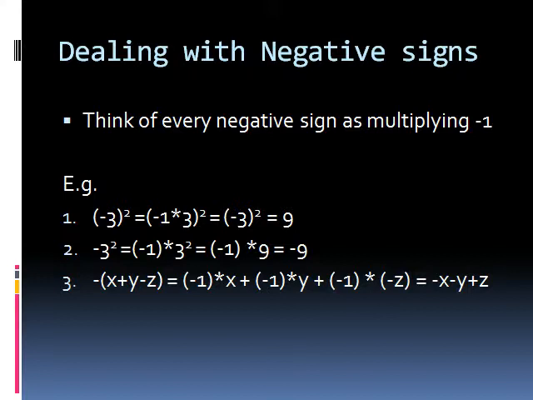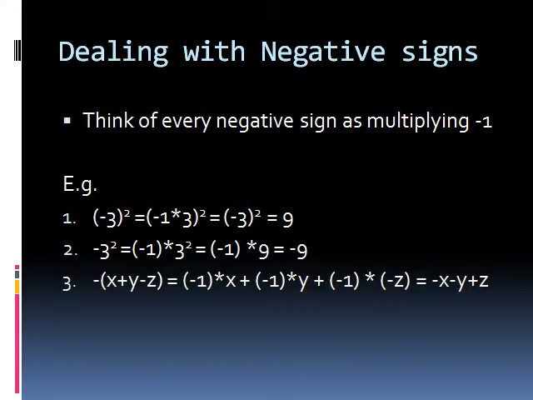So in this case, (-3) squared equals minus 3 times minus 3, and it equals positive 9. However, if you look at the second example, without the brackets, just minus and then 3 squared. In this case, it is the same as minus 1 times 3 squared, which equals minus 1 times 9, which equals minus or negative 9.